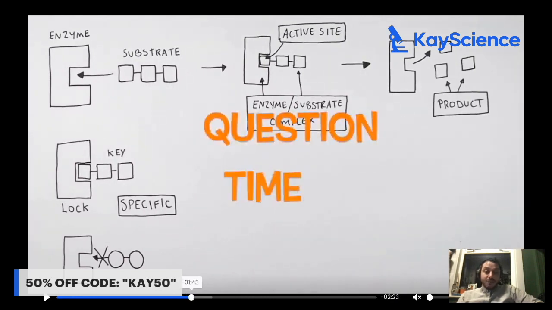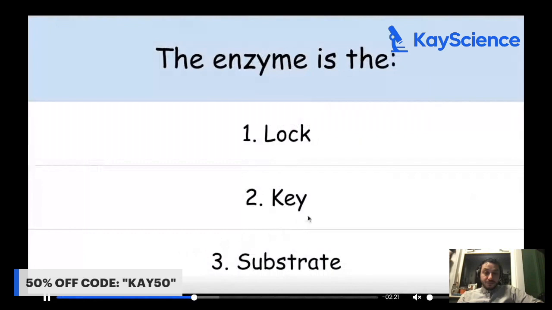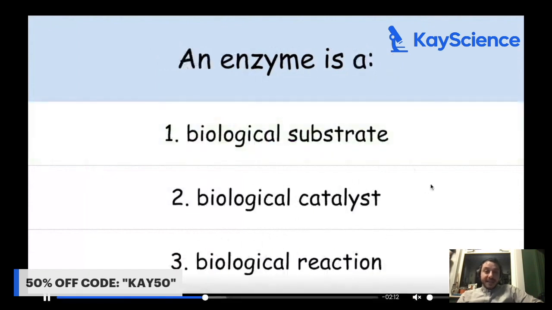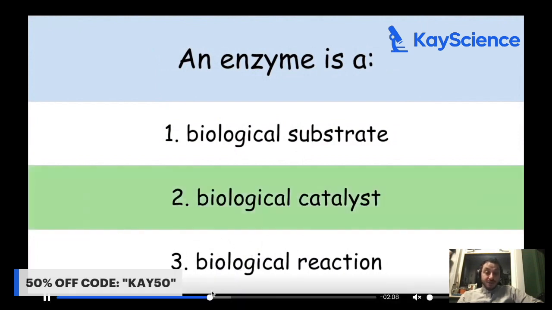So let's now do question time. So the enzyme is the, press the answer in the chat, is the lock. An enzyme, is it a biological substrate? I forgot to say this, is it a biological catalyst or is it a biological reaction? So I left this out, so it's a catalyst. It speeds up the rate of reaction without being used up itself. And it's biological because it happens in biological organisms. So an enzyme is a biological catalyst.